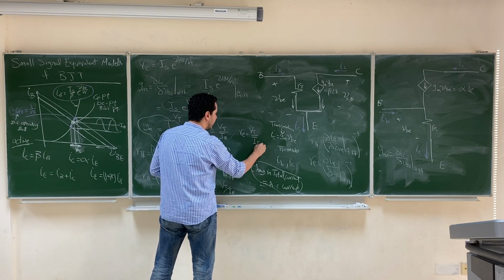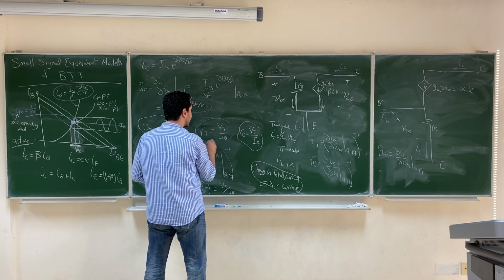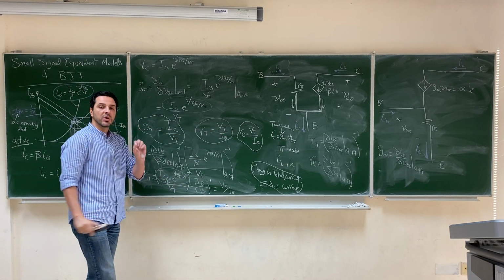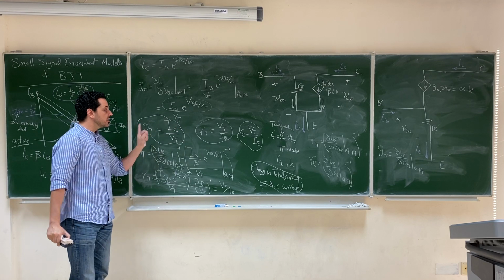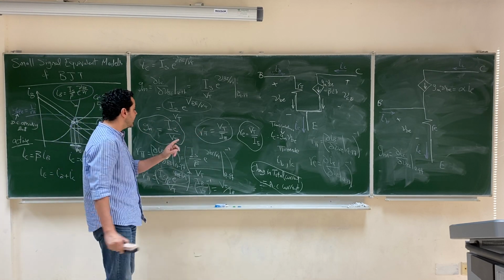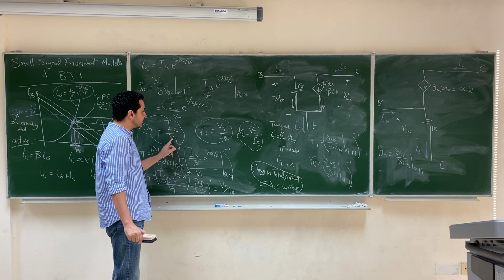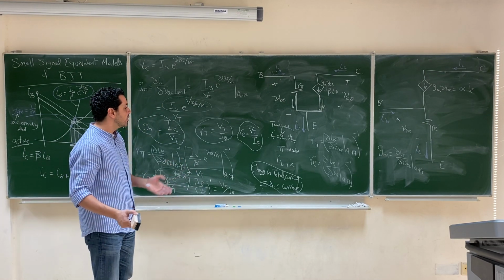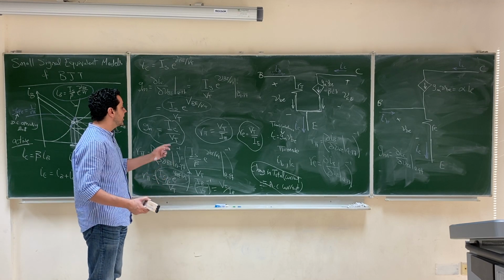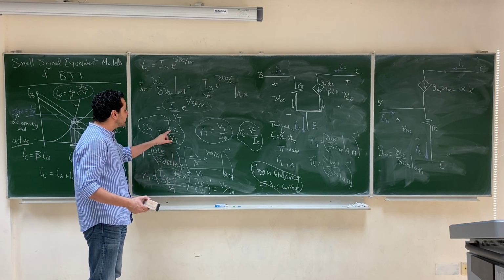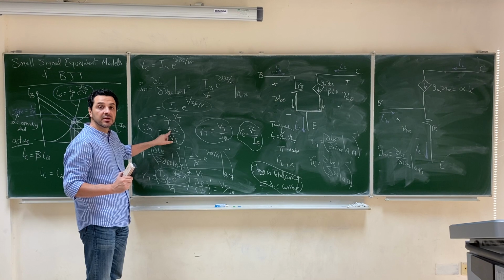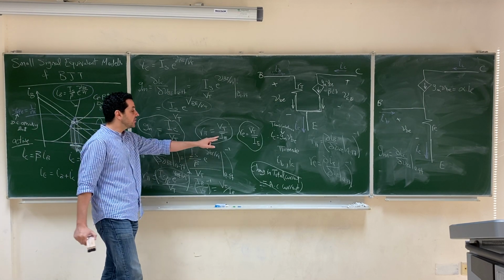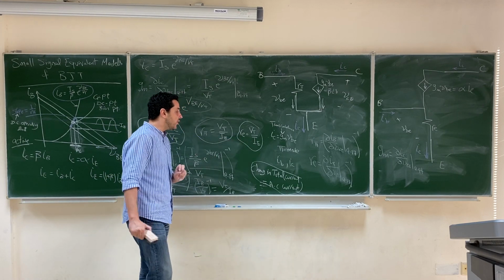over IE. So this is how we calculate GM, R pi, RE, and you will notice that their values depend on the constant VT. This is the thermal voltage, which is usually 25 millivolt at room temperature. And they depend also on the DC values, on the bias point: the DC point of IC, the DC value of I base, the DC value of IE.